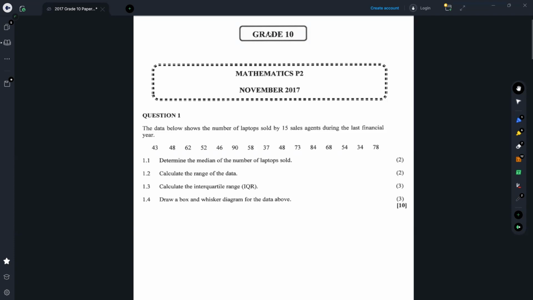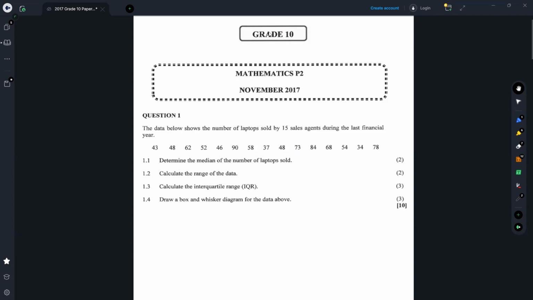So we'll start with question 1. The paper is from November 2017, which is paper 2. So we're going to start with question 1 from this paper. So let's see how it goes.